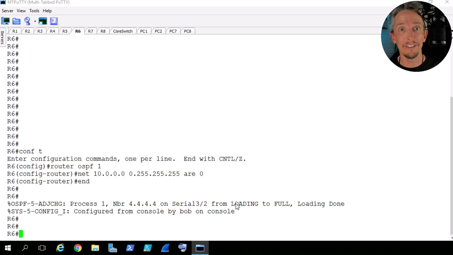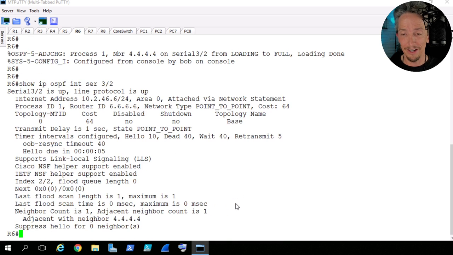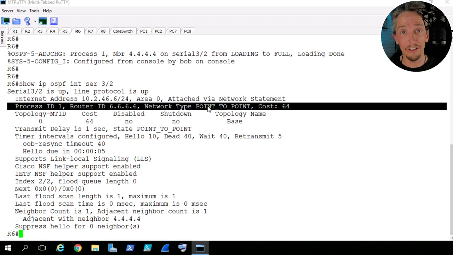So on serial links with an encapsulation of PPP, it's assuming, hey, this is a point-to-point network. We can verify that by doing a show IP OSPF interface for serial 3/2. And there we go. That's the default network type, point-to-point. Now, what would happen if we change that to be a broadcast network where they expected to have a DR? Would it work?